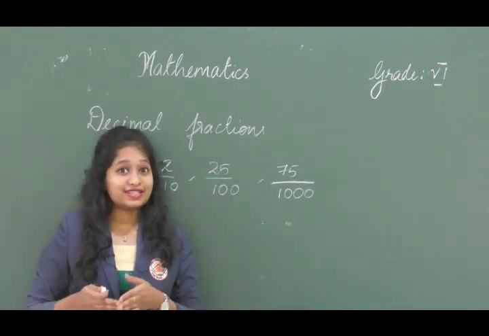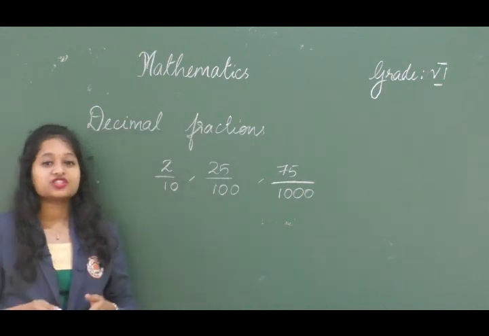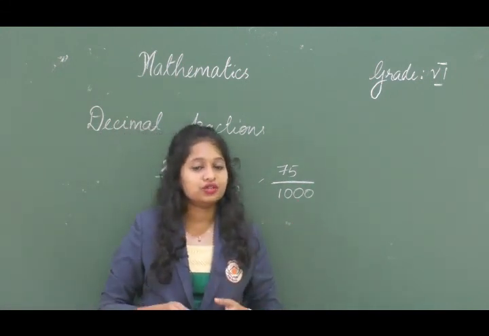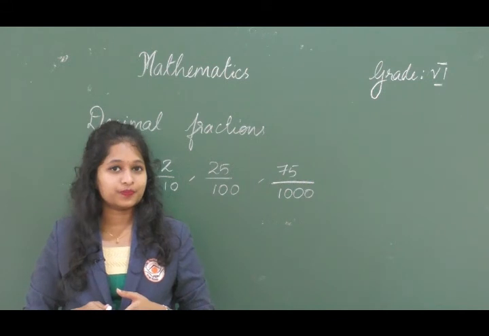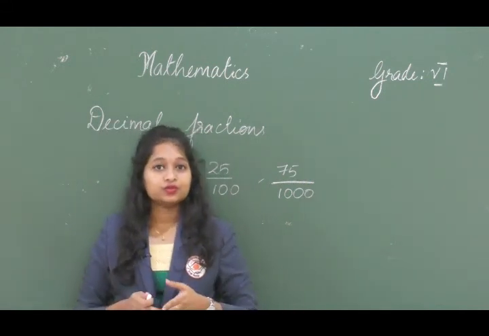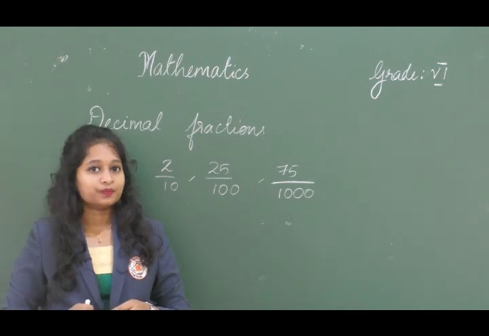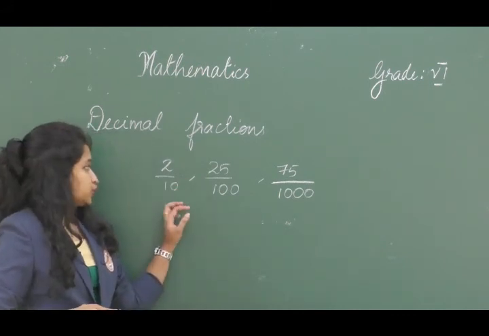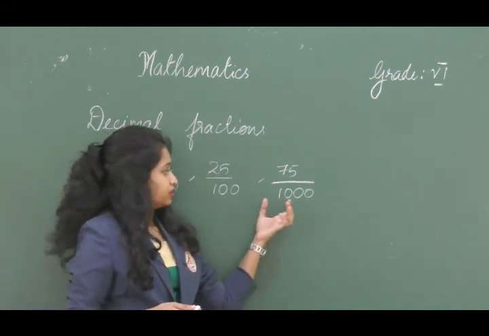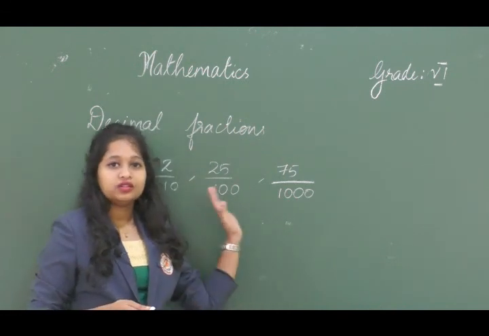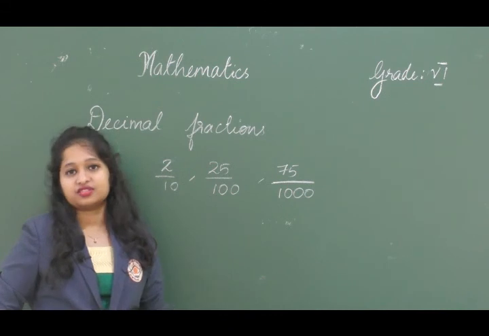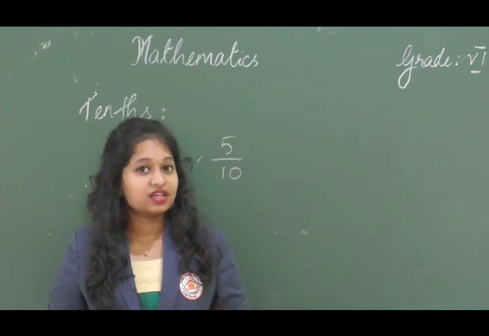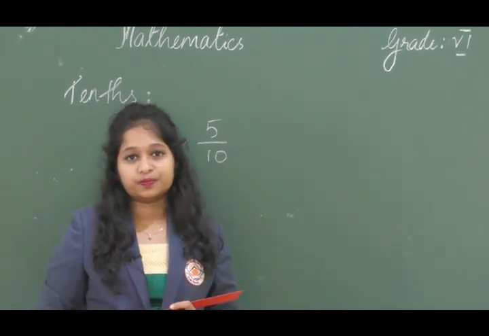Have you heard about decimal fractions? Fractions in which the denominators are 10, 100, 1000, etc. are called as decimal fractions. Now let's learn how to write decimal numbers using these fractions. Here I have some examples: 2 by 10, 25 by 100, 75 by 1000. All these are examples of decimal fractions. Under decimal fractions, we would learn about tens, hundreds, and thousands.